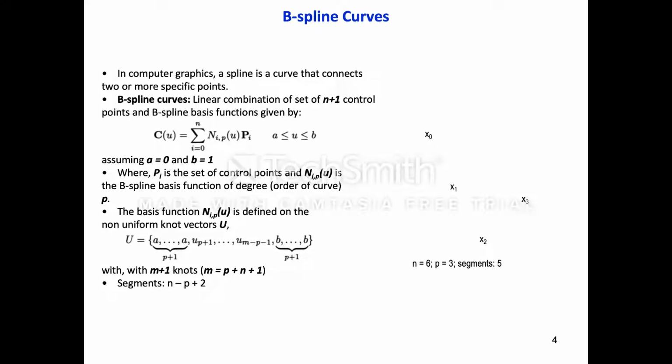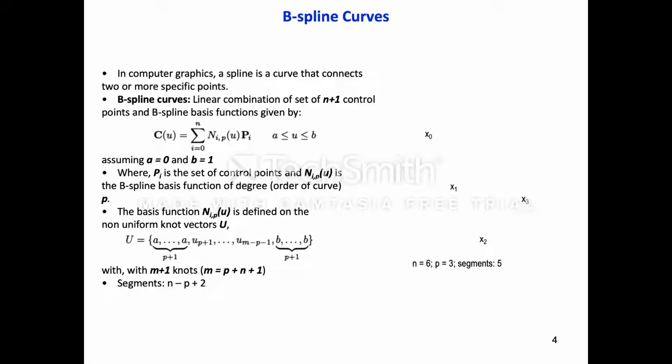B-spline curves, which is short for basis spline curves, is a linear combination of n plus 1 control points and the B-spline basis function, which is given by this formula: C of u equals the summation from i equals 0 to n of N_i,p of u times P_i, where u lies between a and b, and we assume that a equals 0 and b equals 1. In this formula, P_i is a set of control points and N_i,p is the basis function.